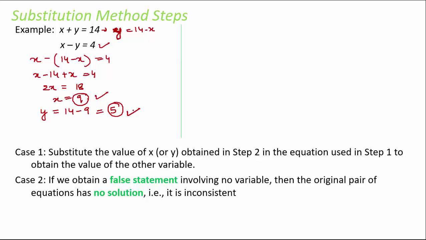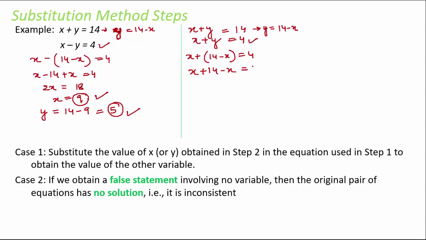Then the original pair of equations has no solution, that is, it is inconsistent. So let us take an example of case 2. Let us suppose your equations are x plus y is equal to 14 and x plus y is equal to 4. If you follow the same substitution method, you will get y is equal to 14 minus x. When you substitute that in this equation, you would get x plus 14 minus x is equal to 4.